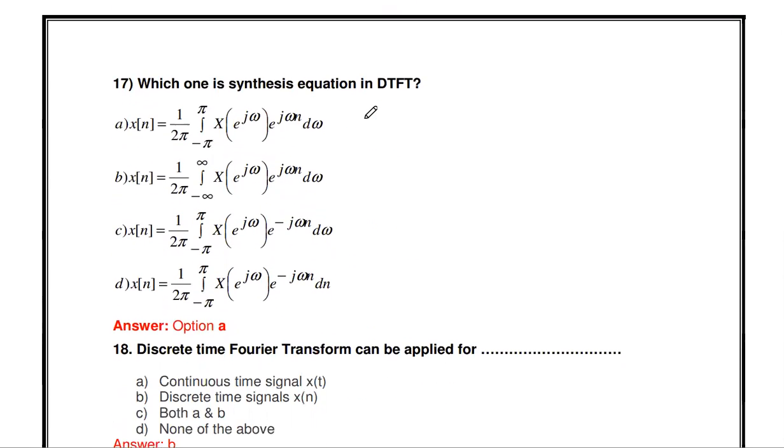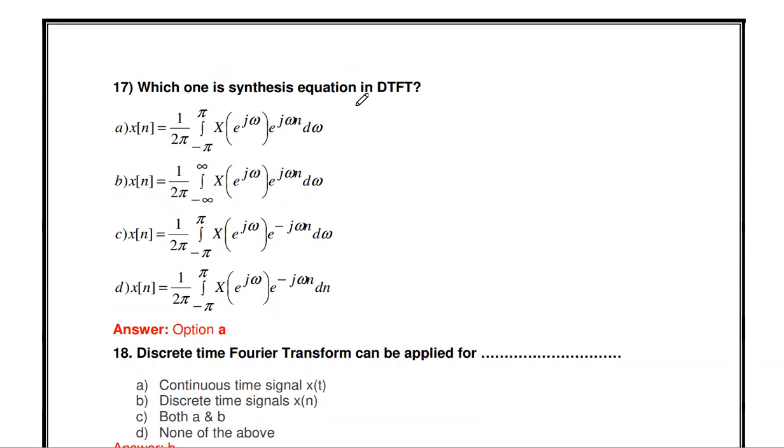Then which one is the synthesis equation in DTFT? The synthesis equation is the formula to convert the Fourier transform back into the time domain. That is the inverse DTFT formula, which is called the synthesis equation. So option A is correct. Just remember that for the inverse DTFT, x of n is calculated by 1 by 2 pi integration over minus pi to pi of X of e power j omega into e power j omega n d omega. This is the correct formula.